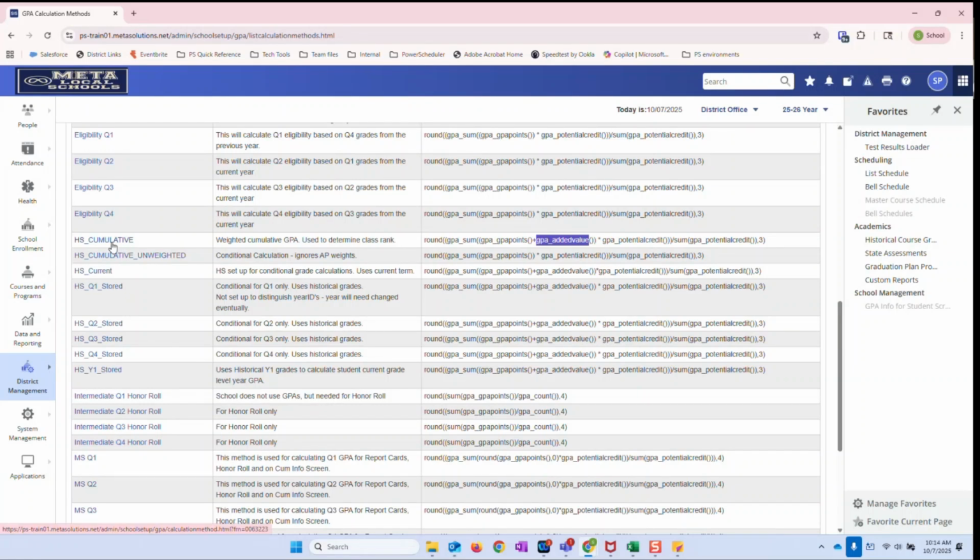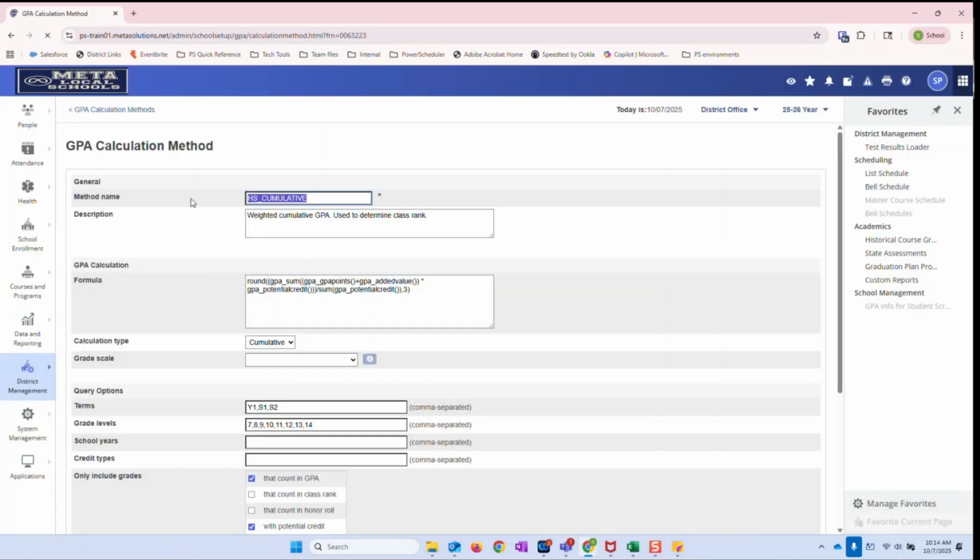Let's go into one of the GPAs, because again, I think there's people on this call who've maybe not seen these screens before. And I think it's important to show you what is required for a GPA calculation. And every GPA, of course, has a method name.